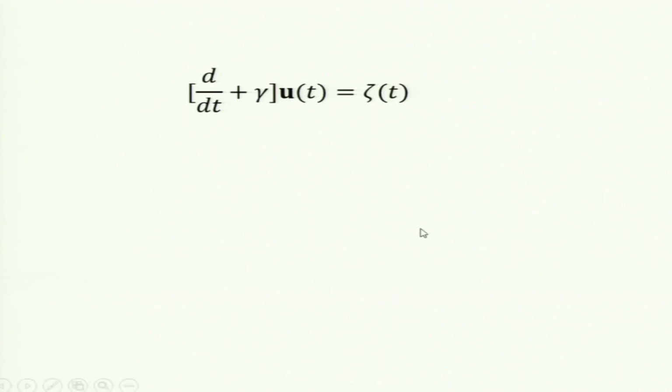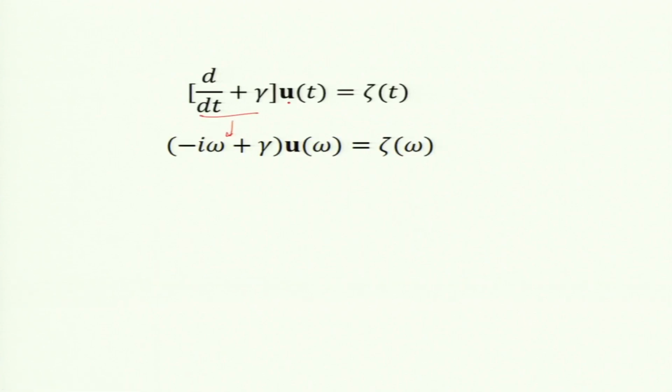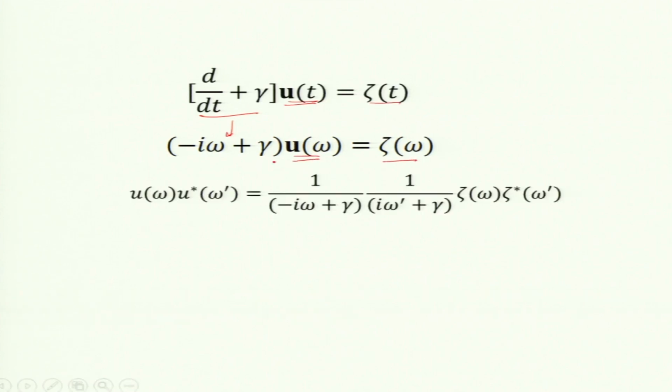So, I do the Fourier transform of this. Same thing, u of t becomes u of omega and zeta of t becomes zeta of omega. I made u a scalar right now, but you can do a dot product as well if you like. Zeta is supposed to be a vector, but let us assume 1D for now. So, u omega and u star omega prime will be this. When I do the complex conjugate, this minus I becomes plus, and zeta omega and zeta star omega prime.